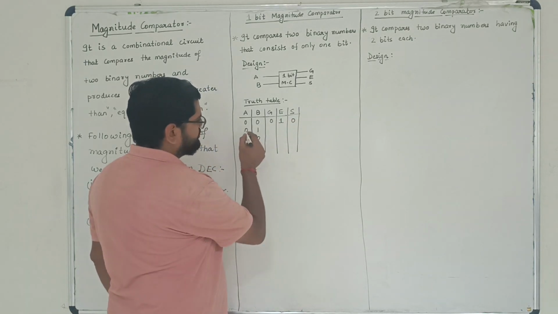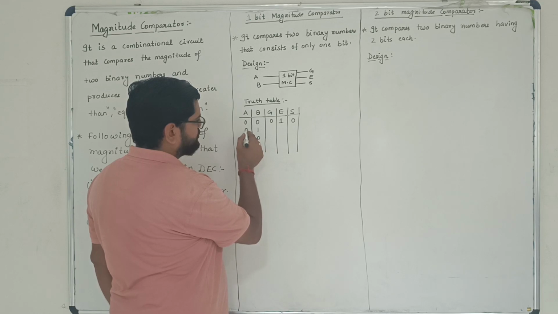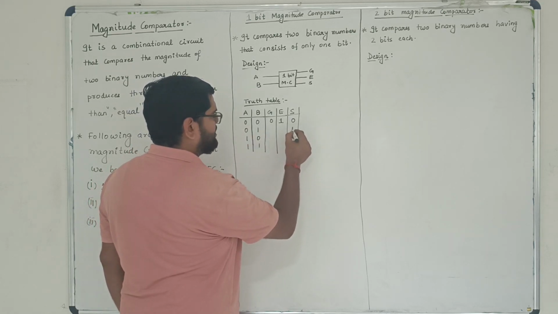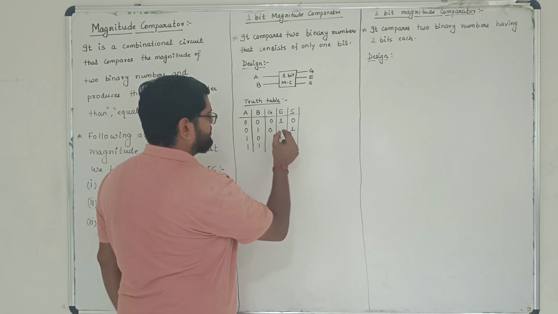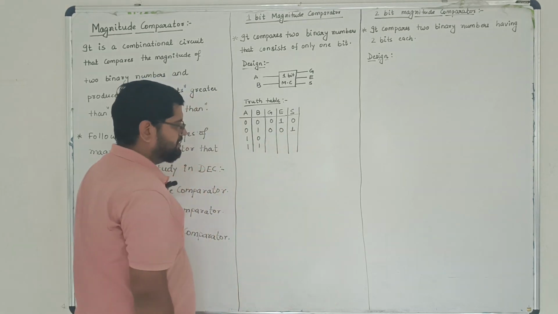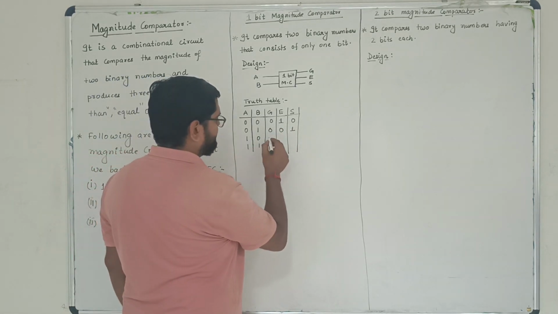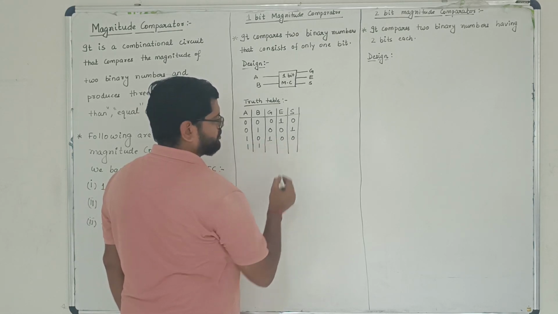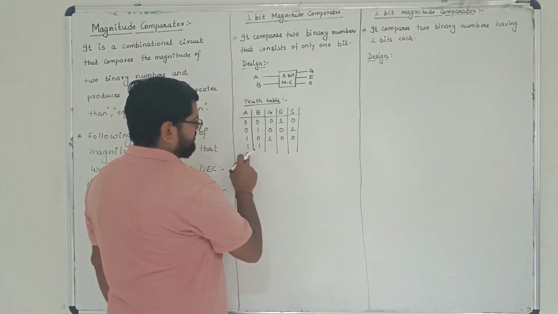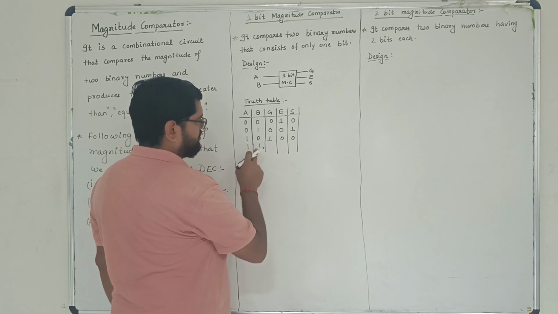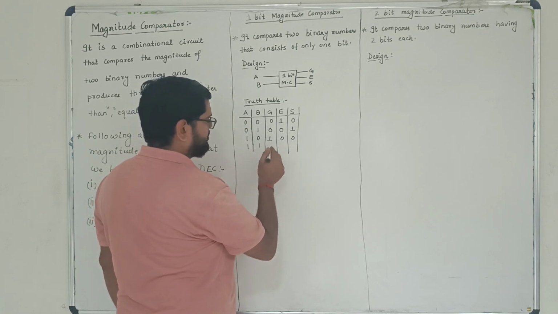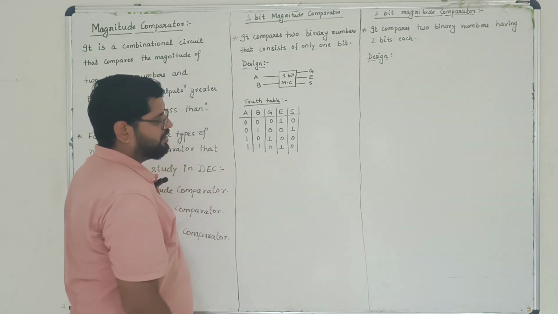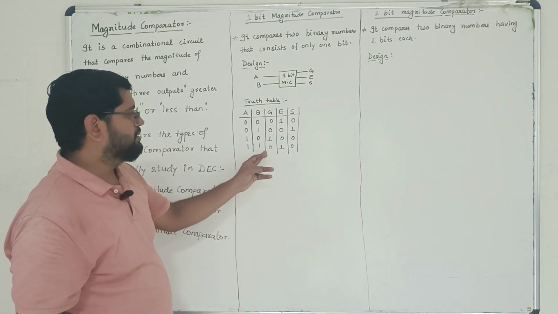Similarly 0, 1. You can see that A is smaller, B is greater. So it will activate S and we'll have 0, 0 for G and E. Similarly 1, 0, here we can find that A is greater. So we'll go for greater than, and the other two outputs are 0. And when we go for 1, 1, we find both bits are equal. So we'll have 0, 1, 0 as the output bits.